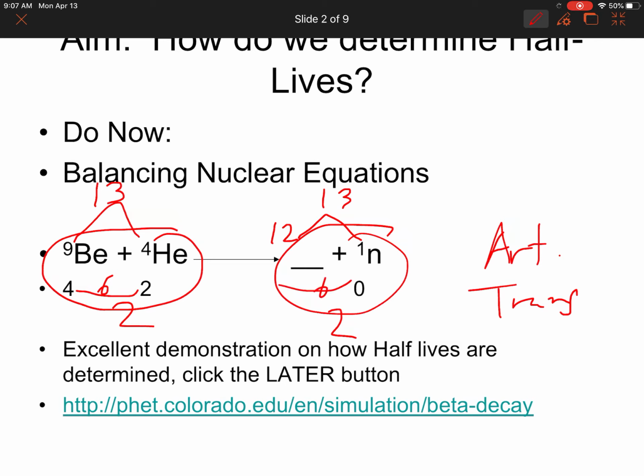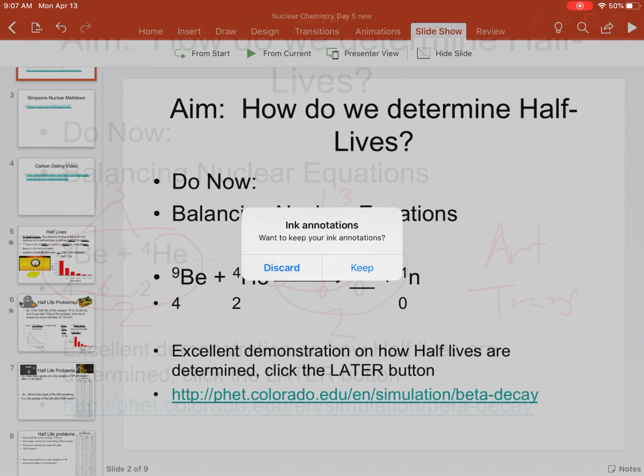0 plus what is 6? Well, 6. So what tells us the element symbol? The mass of the number? Well, it's always the atomic number. You go to your periodic table, atomic number 6 is carbon. Okay. Let's move on.